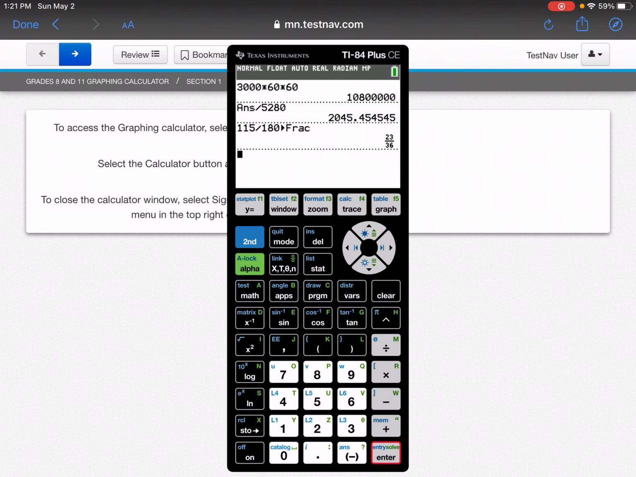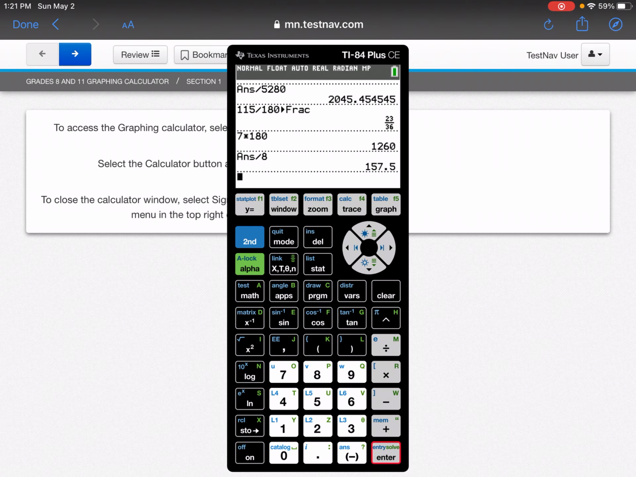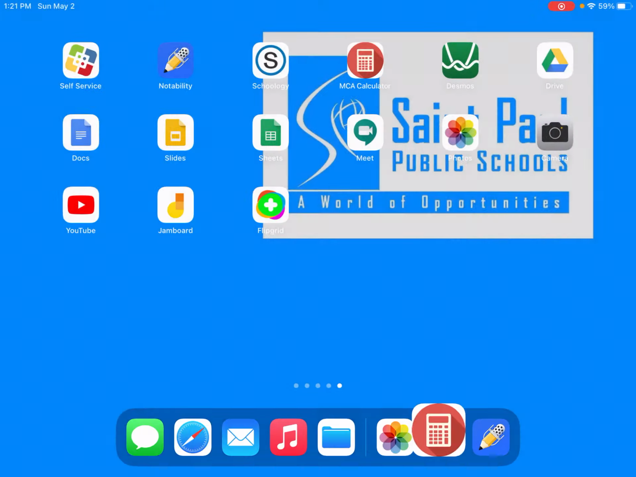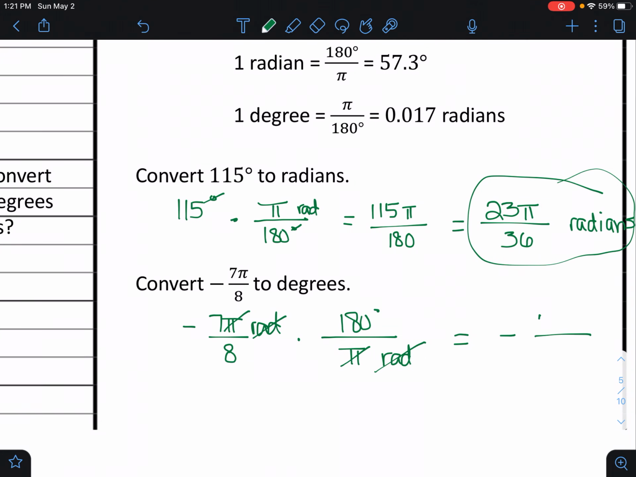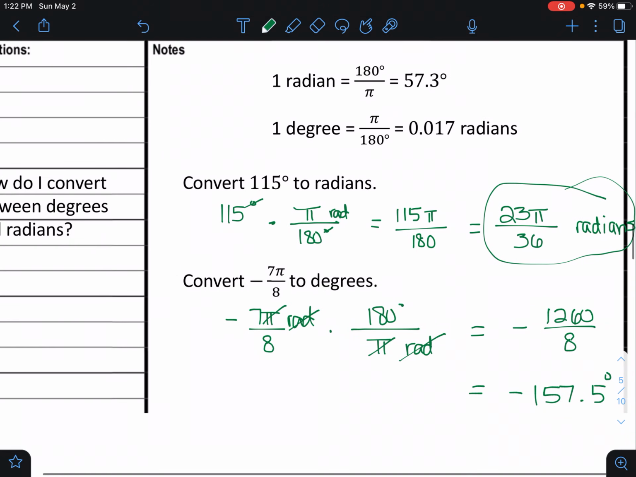I already know it's negative, but you could put the negative in here if you want. So I get 1260 over 8. I'm going to divide it by 8 right away. I get 157.5 degrees. So this was negative 1260 divided by 8, which gives me negative 157.5, and then put my units on there, degrees. So that is equivalent to negative 7 pi over 8 radians. That's my answer right there. And that's how we convert.